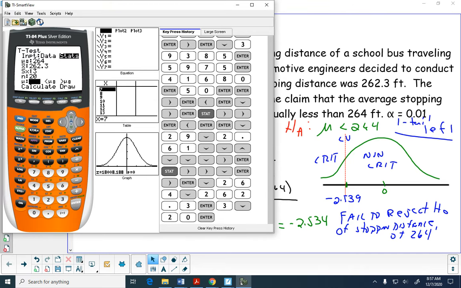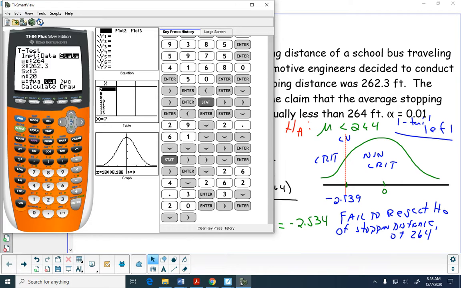And once again, this next line is the alternate hypothesis. So my alternate hypothesis was less than, so I'm going to go over to my less than button. Let's go down to draw. So let's draw it.